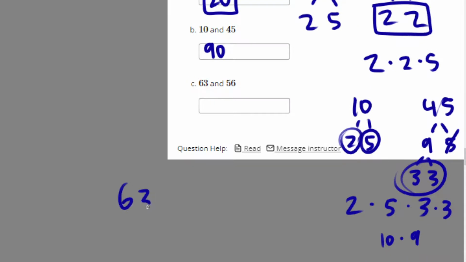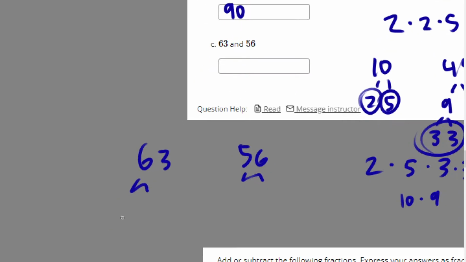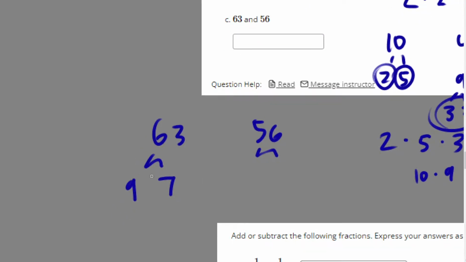And then 63 and 56. This one's going to give us 9 and 7. I believe, yes, yeah. And then 3 and 3. This one will be 7 and, wait, hold on. I think 7's a multiple, yeah. I know it's a multiple. I think it's 7 and 8. Okay, yeah, it's 7 and 8.